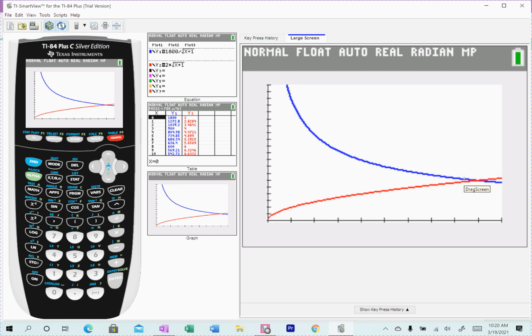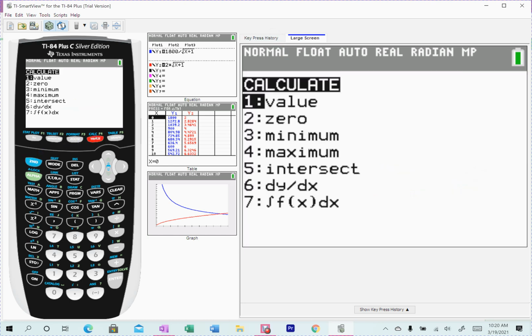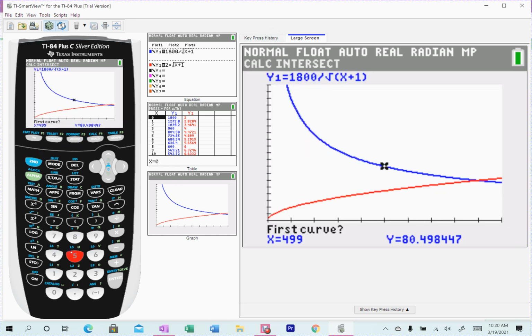A lot of times with these messy ones, it's the window that's sometimes hard to find. So, ready to find my equilibrium point. Second trace, 5, intersect, first curve, second curve, guess. So again, I usually just move my cursor over as close as I can. Oh, still not there yet. And as long as I'm close, then I just hit enter, enter, enter. Alright, so it looks like the equilibrium X value is 899 items at $60.